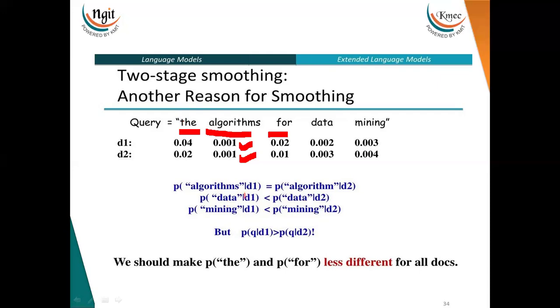But is there any use of this the and for? No. These are just conjunctive words, meaning words which are not useful in my searching. The and for, no one is going to search. Algorithm, data, mining, these are the terms people are going to search. So though the probability of D1 is more than D2 because of these two terms, I will try to remove these two terms, and that is what is called smoothing.